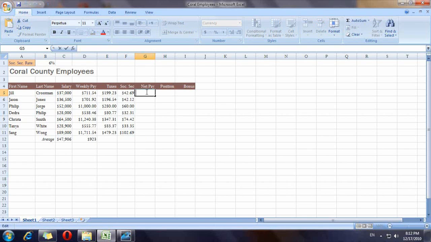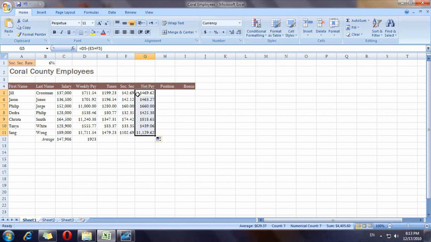Okay, so now the net pay. The net pay is calculated by subtracting taxes and Social Security from the weekly pay. So equal sign weekly pay minus, in parentheses, taxes plus Social Security, and fill it down.